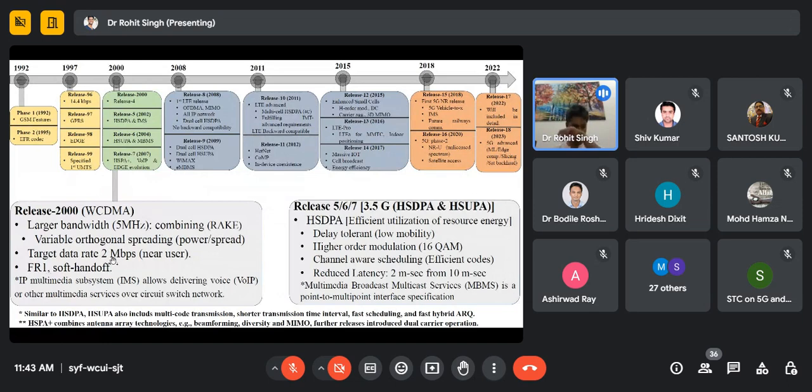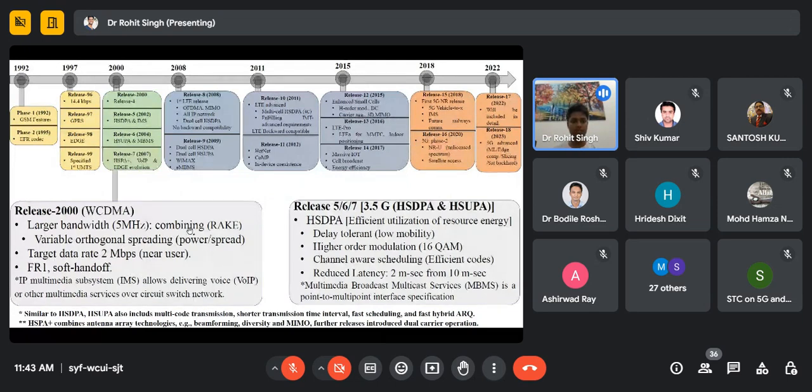Again, we have now moved from frequency reuse 3, frequency reuse 4 to frequency reuse 1. That means each and every cell can now use all the available frequency bands. So don't confuse FR here with FR in the subsequent slide. FR in the subsequent slide is known as frequency range. In this slide, FR is known as frequency reuse. So these are some advancements in Release 2000.